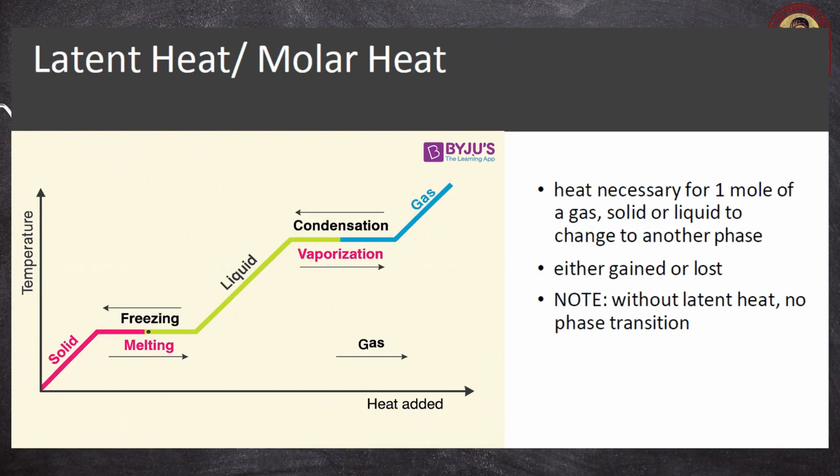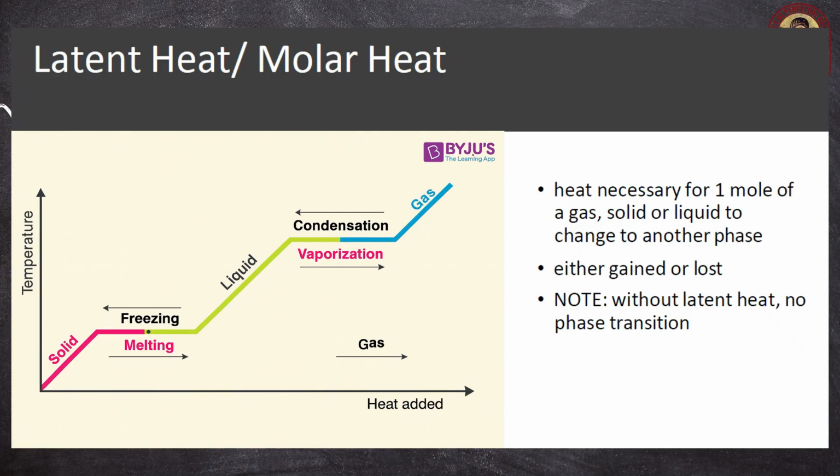Let's talk about latent heat, also known as molar heat. This is the amount of heat required for 1 mole of a substance, whether solid, liquid, or gas, to change from one phase to another without changing its temperature. Halimbawa, when ice melts into water or when water boils into vapor, the temperature stays constant but energy is still being absorbed. That hidden energy is what we call latent heat. Latent kasi hindi mo siya nakikita sa thermometer, pero ginagamit siya to break or form molecular bonds.